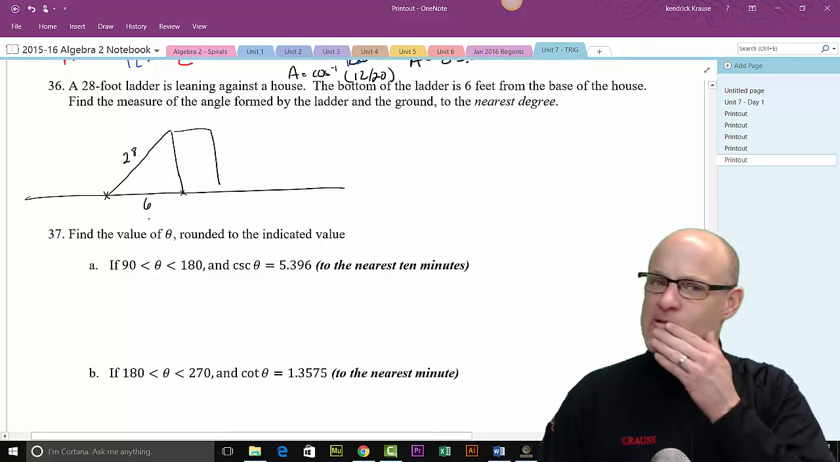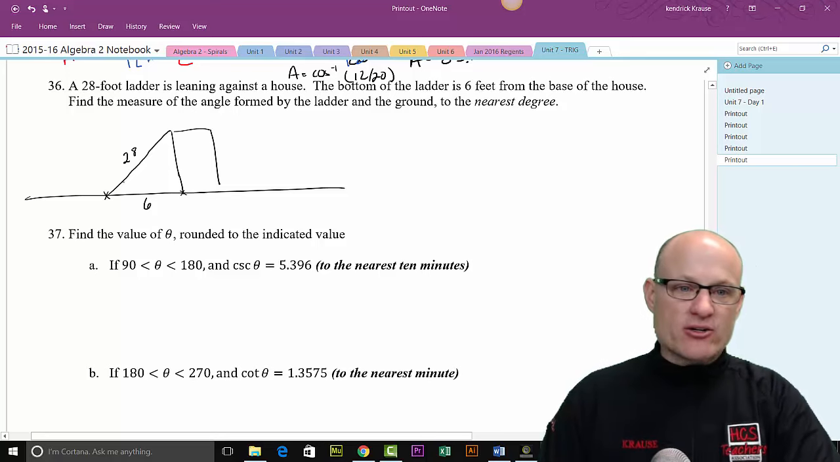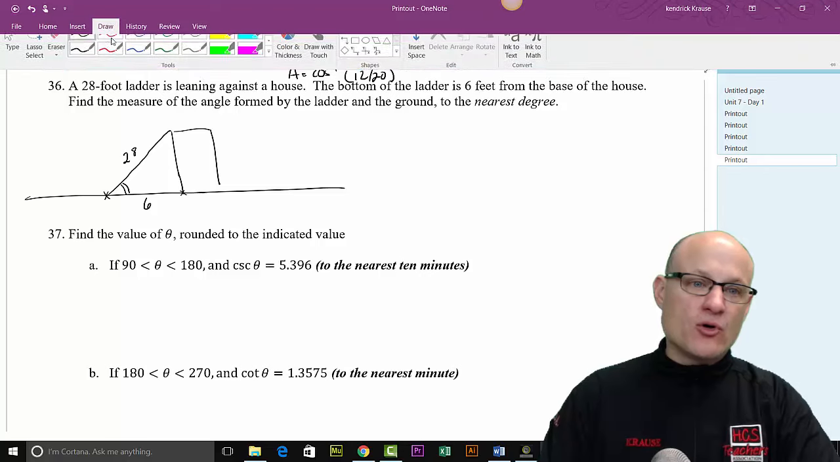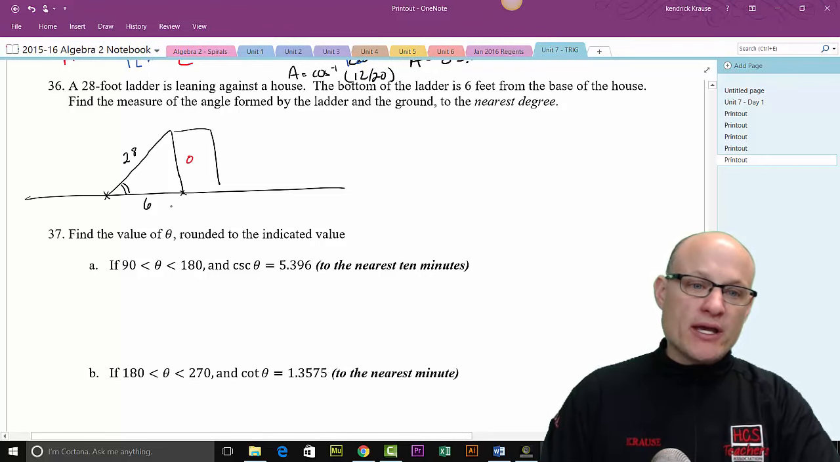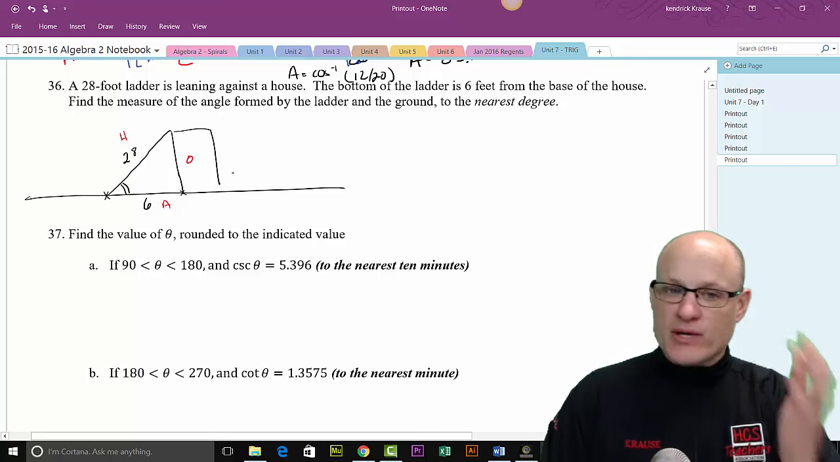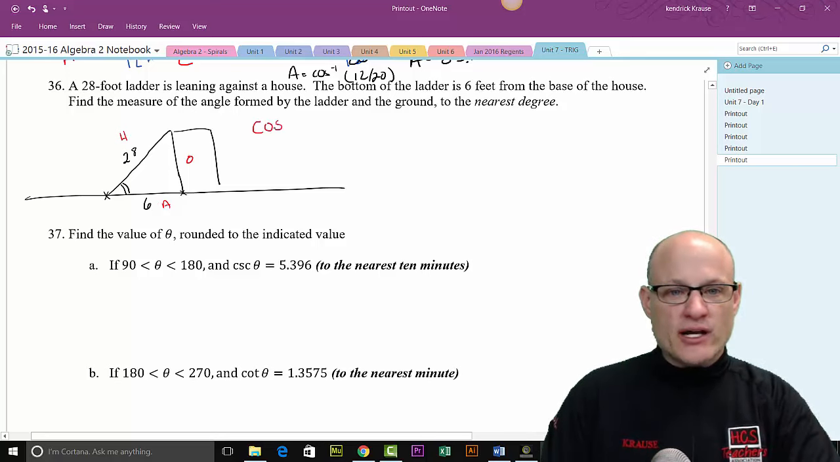Well, here's the ladder and here's the ground. So now I'm going to grab O, A, and H. We're using A and H, so we have to use cosine. So cosine of x is equal to A, which is 6, over H, which is 28. Got to bring the cosine over because we have to use inverse. So x equals cosine negative 1 of 6 over 28.